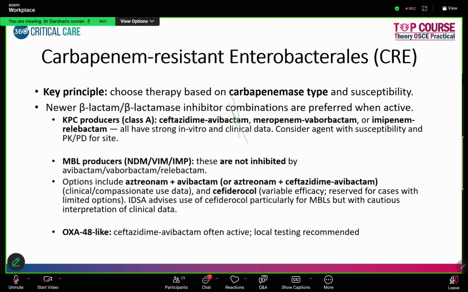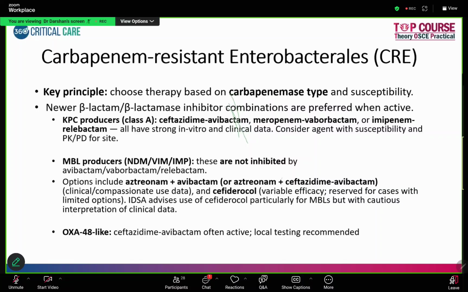If at all we have an NDM, VIM, or an IMP, which is given to us based on the CARBA assay or the molecular testing for resistance pattern, then you need to add what? Aztreonam, that is your monobactam, to the combination of probably ceftazidime-avibactam. As of now, in the Indian markets, we have even started getting aztreonam-avibactam. Okay, so that can directly be used.